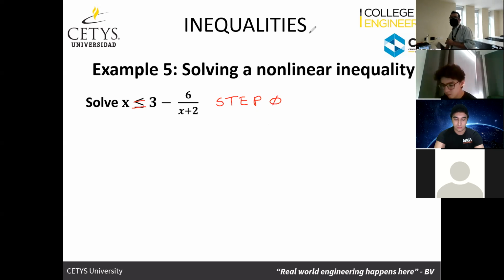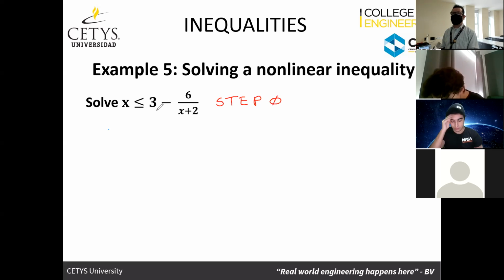Let me just erase this one here. So in the end, what I want is everything on one side, with a 0 on the right-hand side. So what I'm going to do is the following for step 0. I'm going to go through the procedure, and if you have any questions at any moment, please let me know. So we've got X less than or equal to 3 minus 6 divided by X plus 2.